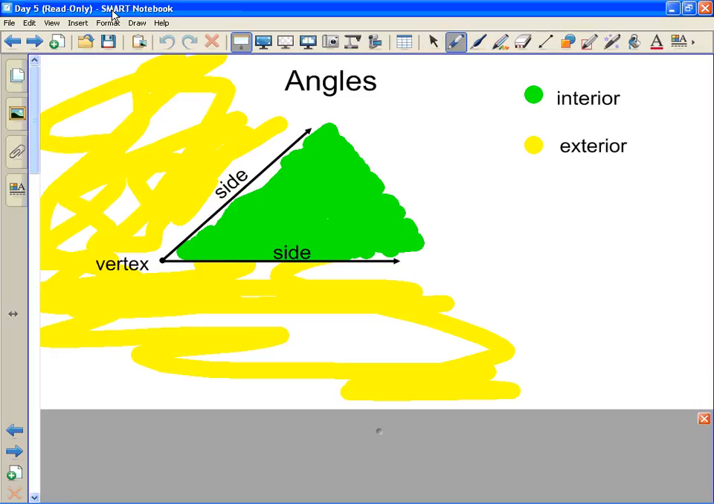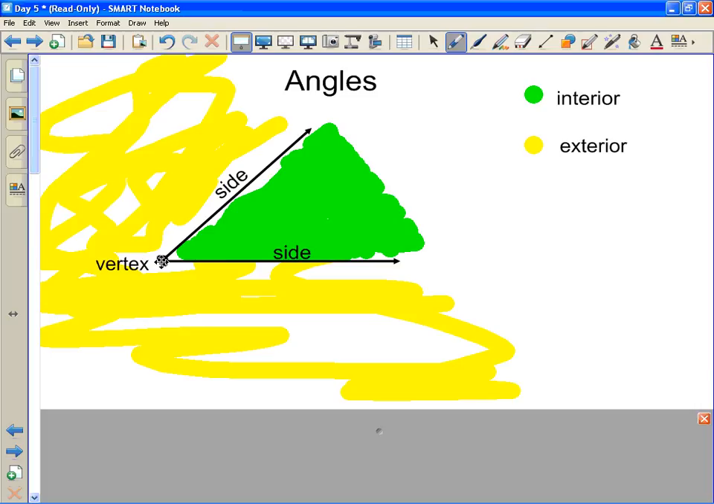Angles are made up of two rays, if you notice. Okay, rays have a start point. For angles, the start point is always at the vertex, and then they point off in different directions, and those rays form the sides of the angle. So each angle always has two sides, and the sides are rays. Those rays meet at the vertex. The vertex is where the angle kind of turns.